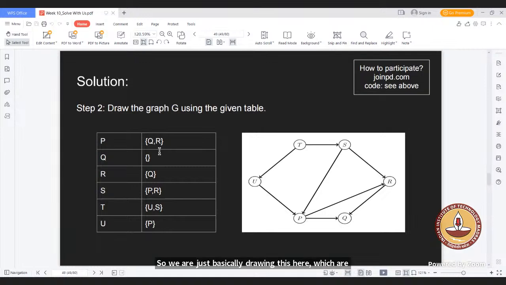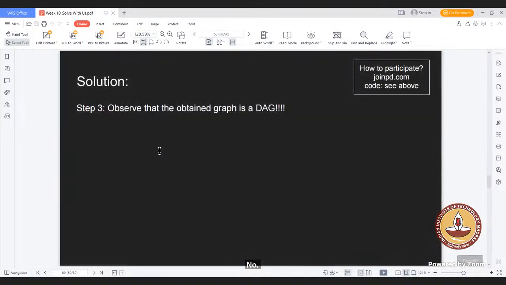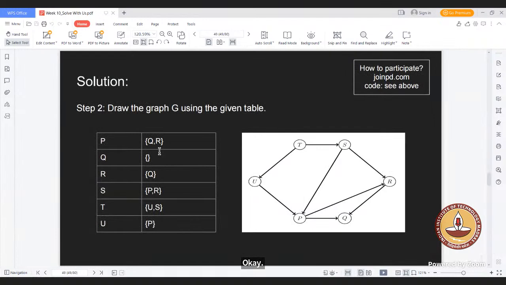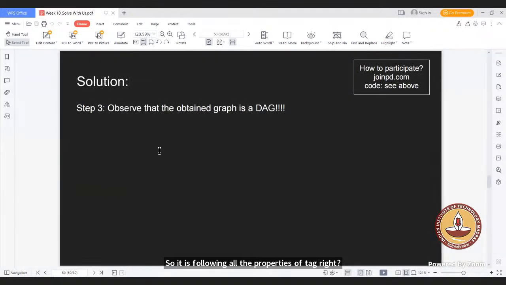Okay. So can someone tell me which has in degree 0 here? T, right? Do any other nodes have in degree 0? No, sir. So we'll observe that the given graph is a DAG. There is at least one vertex which has in degree 0, and there is also no out degree for Q, and there is no cycle here. So it is following all the properties of a DAG, right? So yes, the obtained graph is a DAG.